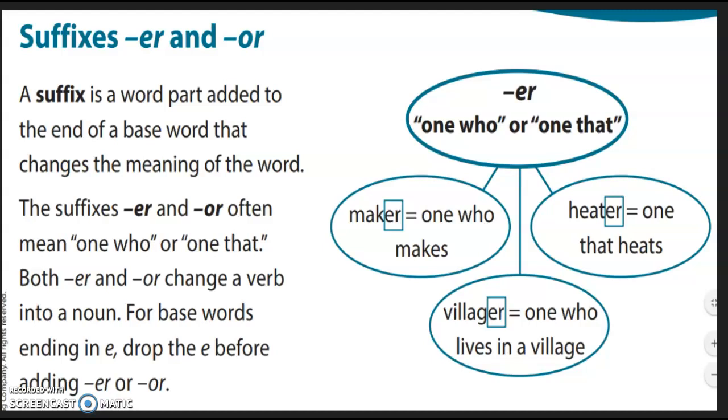The middle bubble, villager, makes me think of Minecraft. The villager, when we take the E off and then add the ER, changes that word into one who lives in a village. A villager is one who lives in a village. The next base word would be heat. When you add the ER, that's one that heats. In this case, it's probably not a person. It would probably be an object, the noun that you're describing, a heater.